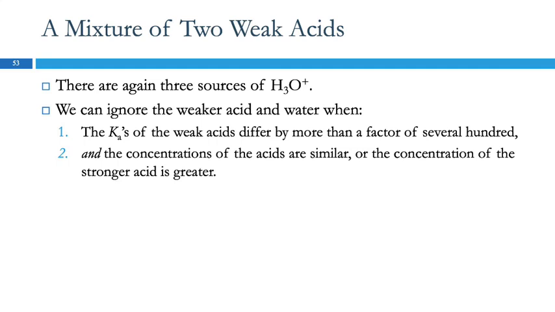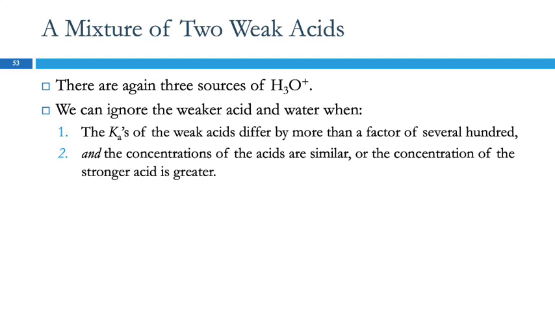What if we have 2 weak acids? Well, there's still 3 sources of H3O plus. Sometimes we can ignore the weaker weak acid. And this will happen when the Kas for those acids are very different. Like they differ by a factor of several hundred. Like 200 times or 500 times or 1,000 times. Not just twice as big.